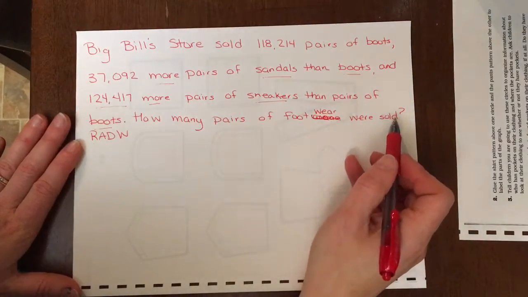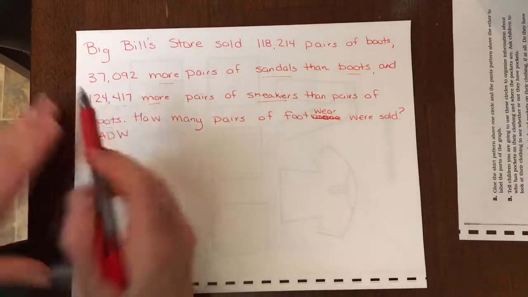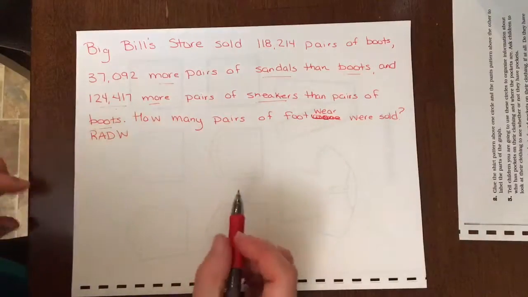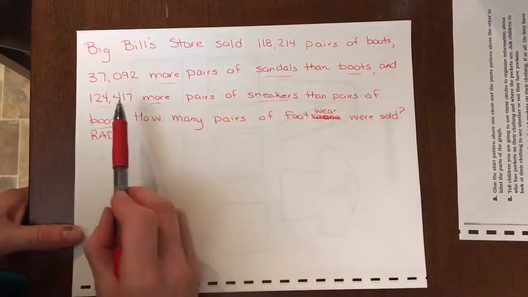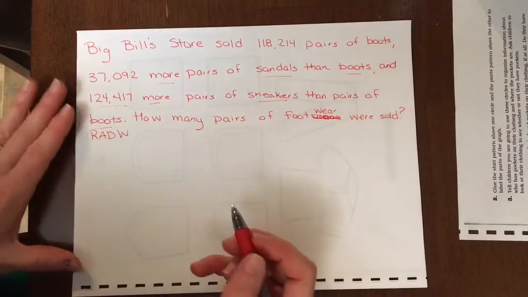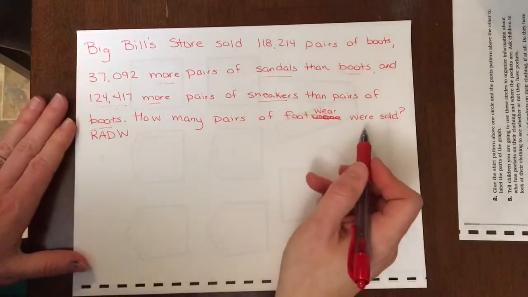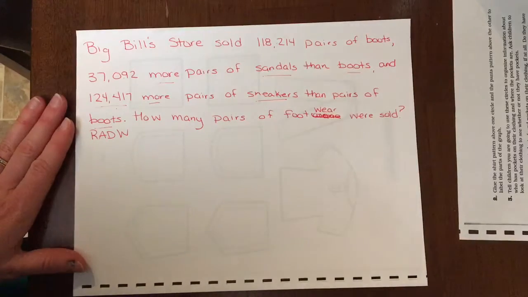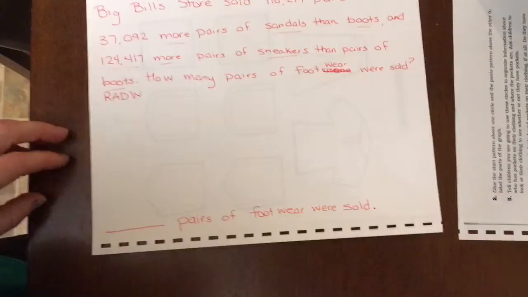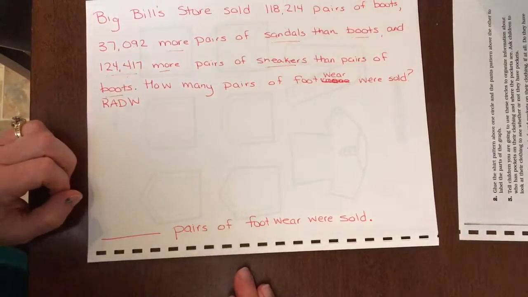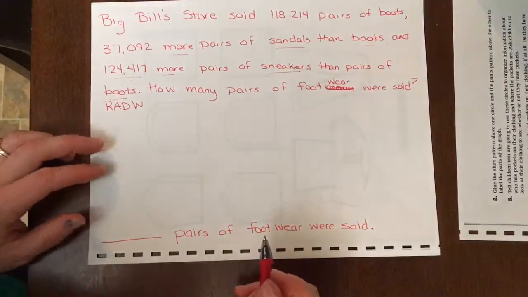It's a lot of work there, and some of you are going to go, yep, add, done. Nope, sorry, we're not in 3rd grade anymore. We're in 4th. 4th, there are more steps. So our answer statement, how many pairs of footwear were sold? Go ahead and pause and write your own answer statement. See how close you are to mine. Hopefully you had something close to that. Blank pairs of footwear were sold.